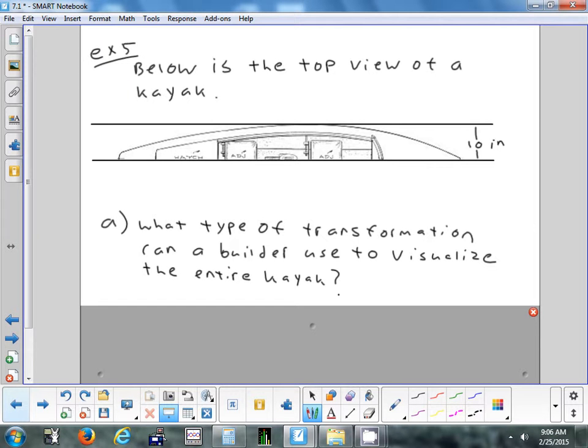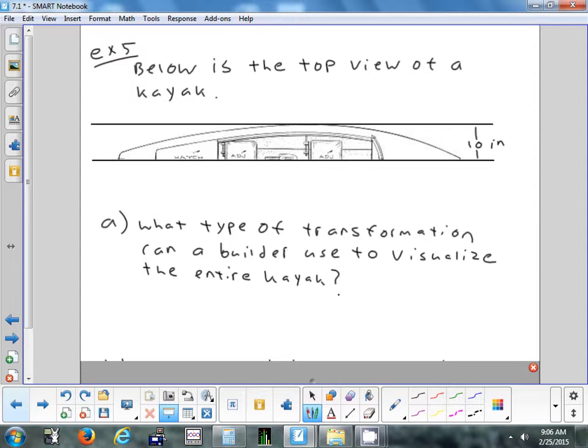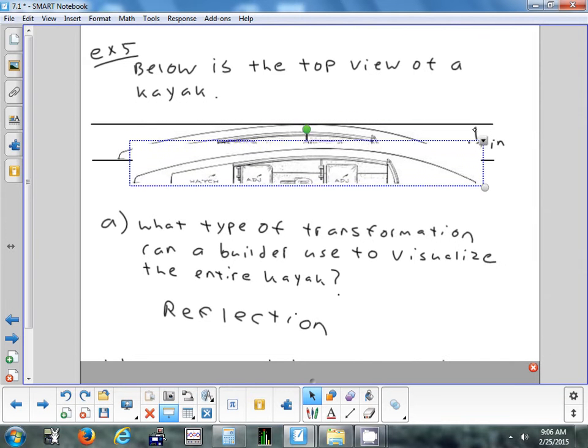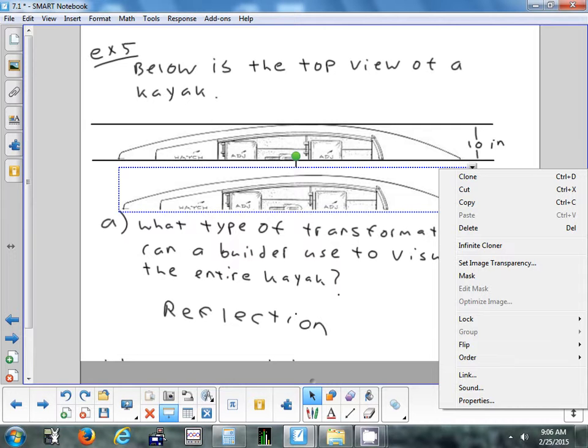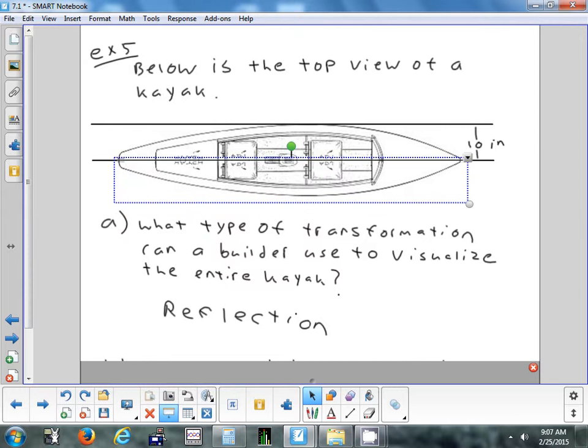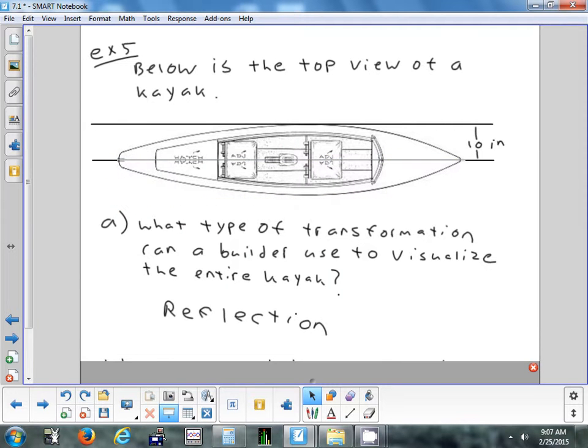Alyssa? Yeah, it's like a reflection. Okay, on the smartboard, they call it a flip. But if I take this, make a copy of it, and then if I flip it, would I flip it vertically or would I flip it horizontally? Yeah, vertically. Flip it, so that's up, down. Okay, so now if we kind of put it together, we can kind of visualize the entire kayak.